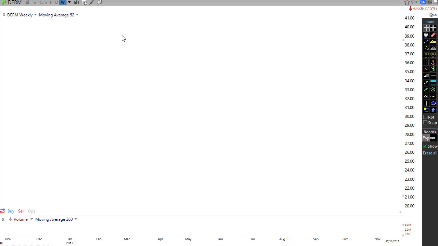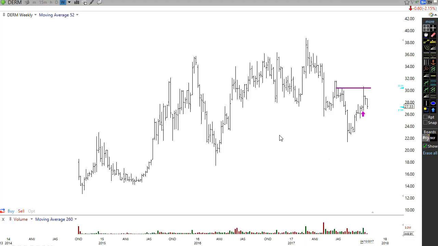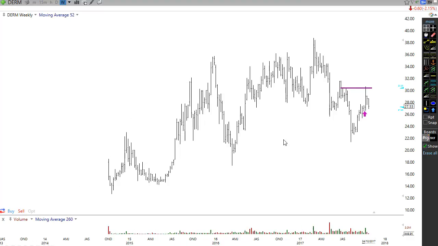And then what I like to do is go to the weekly chart, because the weekly chart really gives me the gauge and the strength. And the weekly chart really tells me what's really going on.